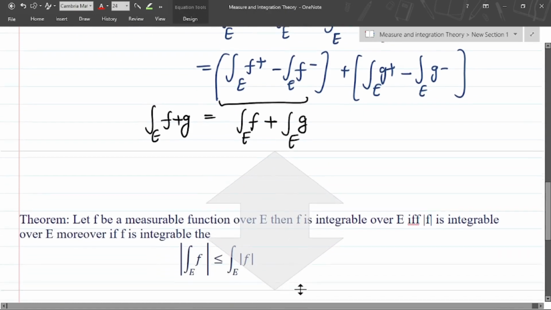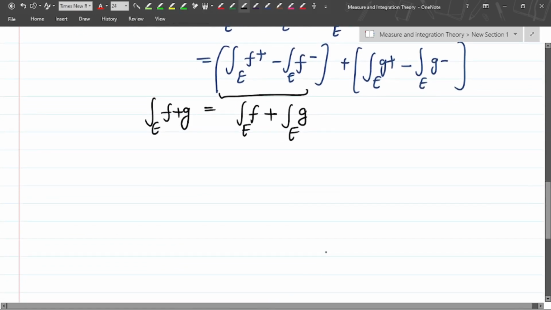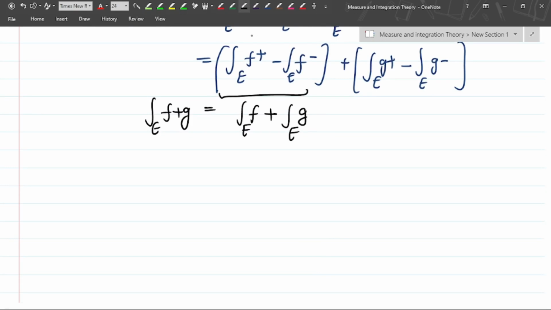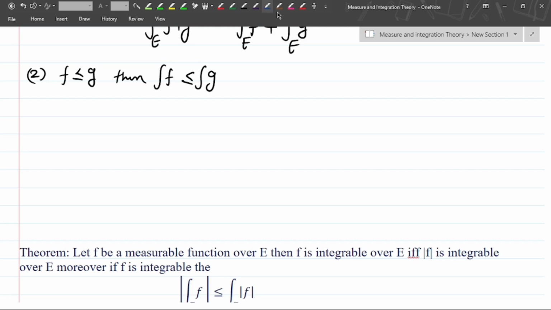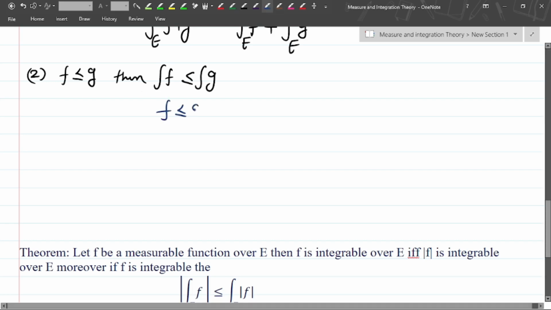Now we'll go to the second result. The second result says that if f is less than or equal to g, then the integration of f is also less than or equal to the integration of g. The same concept is here. We'll have f less than or equal to g. It means what?